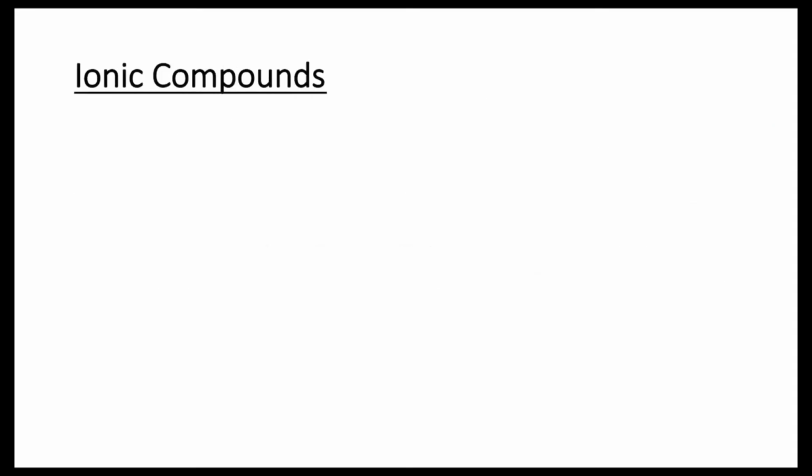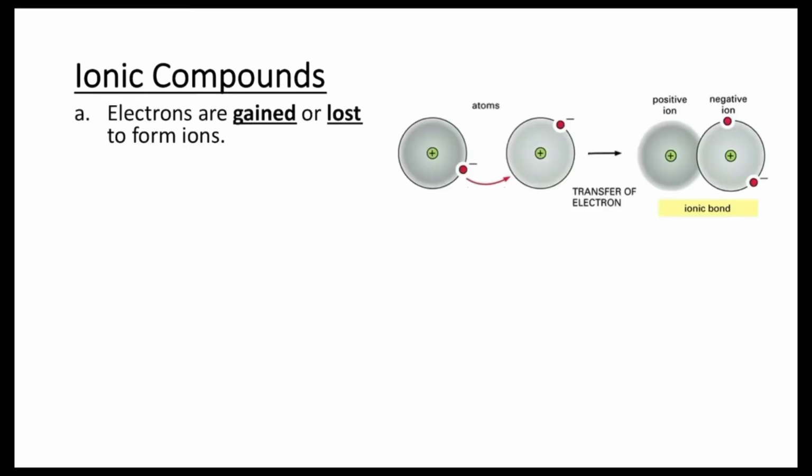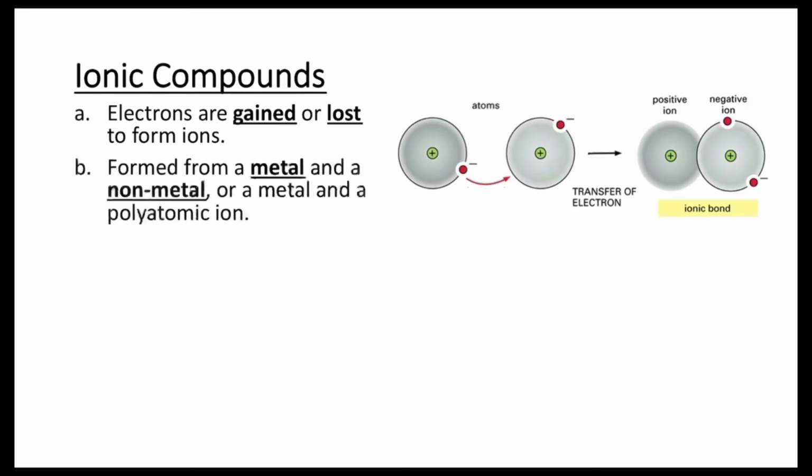So moving on to ionic compounds, which were what my previous examples were that I was drawing with Bohr models. Electrons are gained or lost to form ions. It is the non-metals that gain electrons and the metals that give up their extra valence electron. You can see that symbolized: the atom on the left is donating its 1 electron to the atom on the right. So it is formed between a metal and a non-metal, or a metal and a polyatomic ion, which we will get into in the next 2-ish slides.